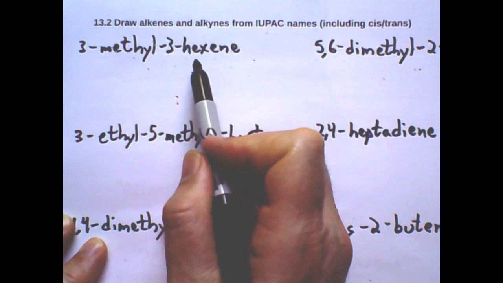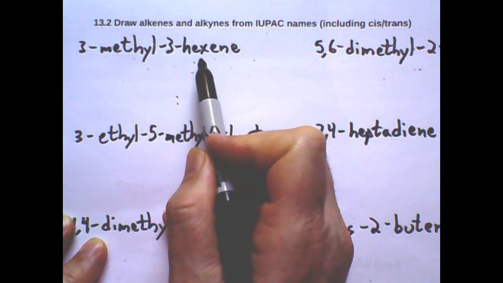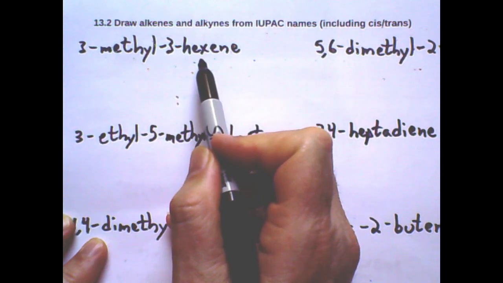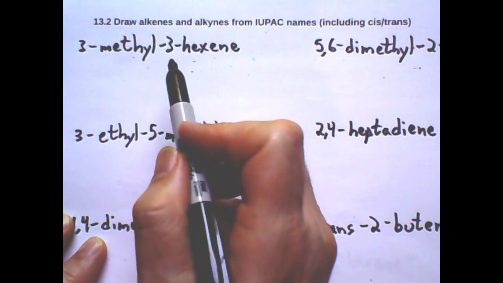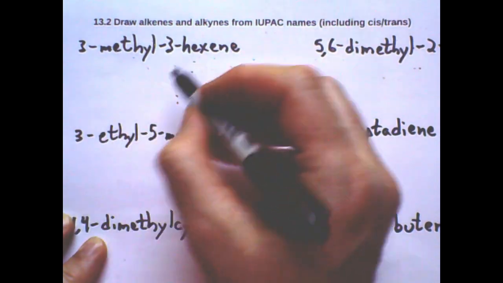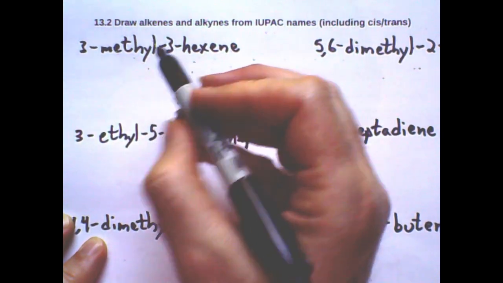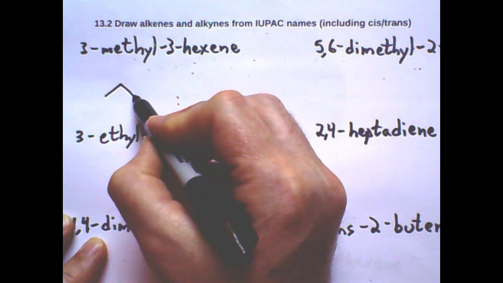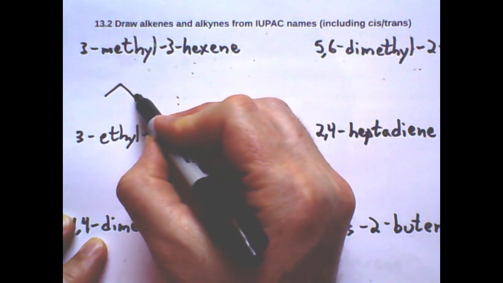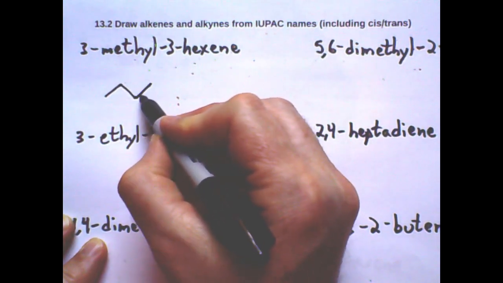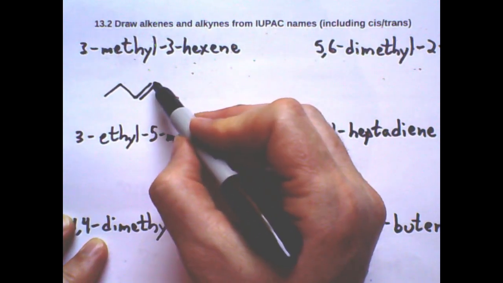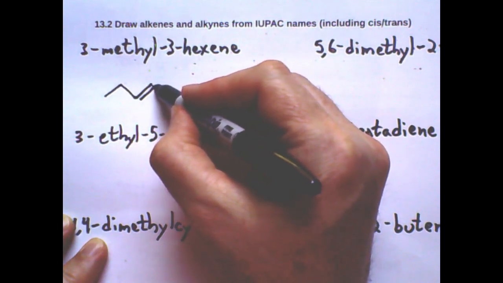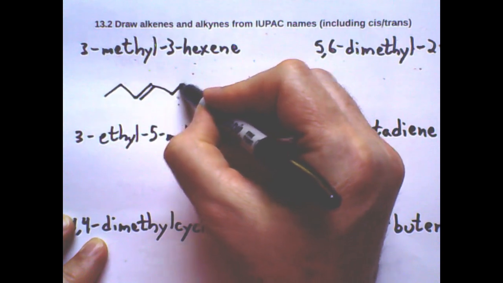Start at the end. Hex tells me I'm going to have 6 carbons. Ene tells me I'm going to have a double bond somewhere. The double bond's going to be at the 3rd position. So I got 1, 2, 3. That's where it's going to start. So it's going to go double bond to 4. And then we'll go 5, 6.